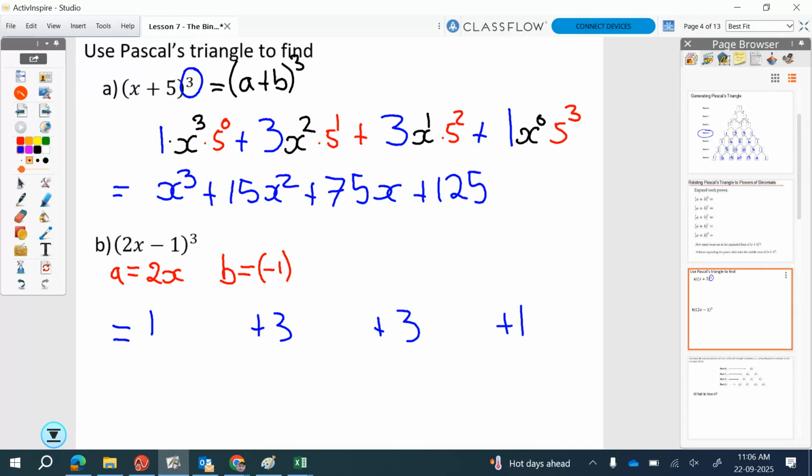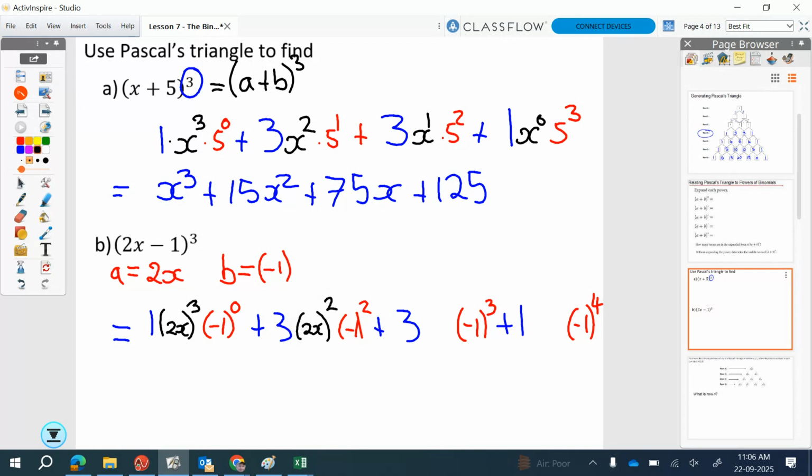So then we need, in our black one, it's going to be 2x to the power of 3. And our red one is going to be negative 1 to the 0. This one's going to be negative 1 to the 2, negative 1 to the 3, negative 1 to the 4. And then our black ones are going to be 2x to the 2, and then 2x to the 1, 2x to the 0.